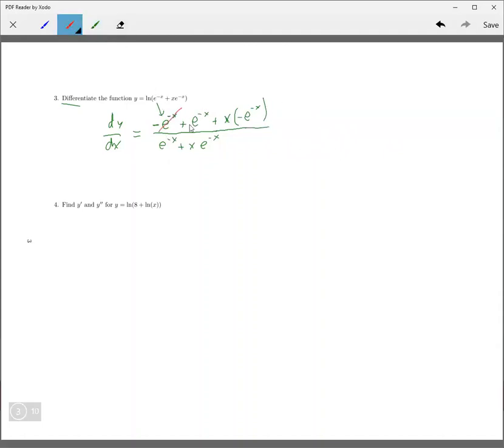Okay, so then these are going to cancel. And also, I can factor e to the negative x out of the numerator. That leaves me with a negative x. And then I can factor e to the negative x out of the denominator. And then those guys cancel, or reduce to 1. And we just have negative x over 1 plus x.